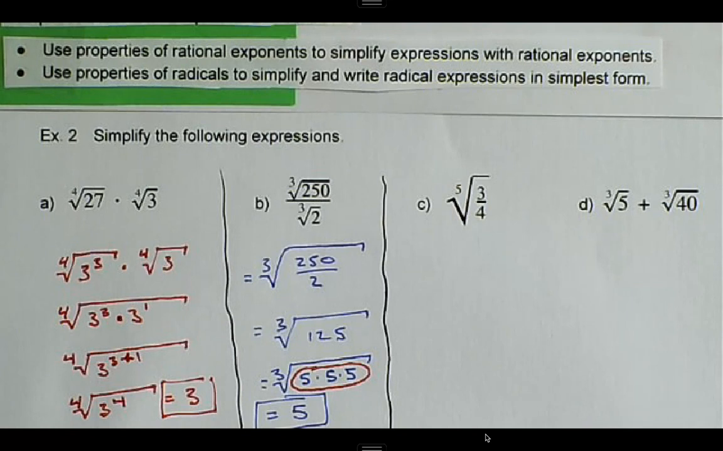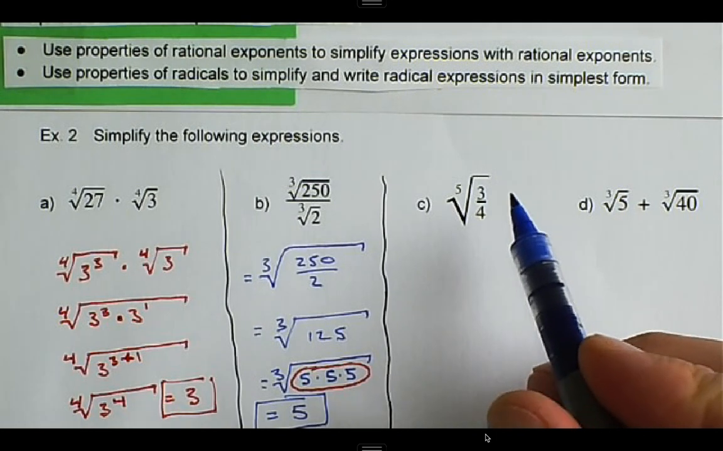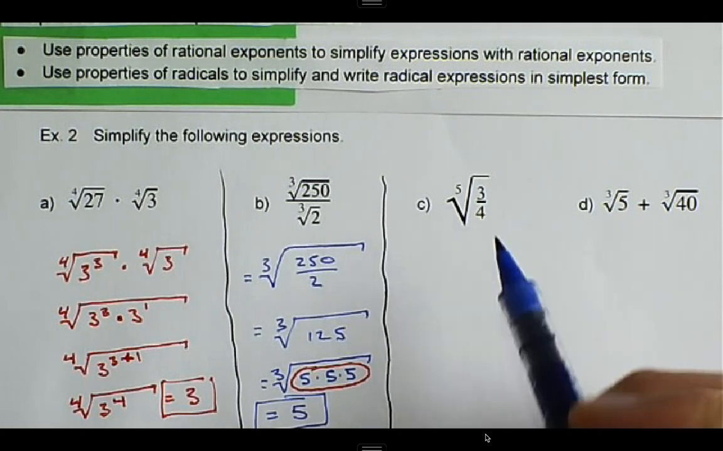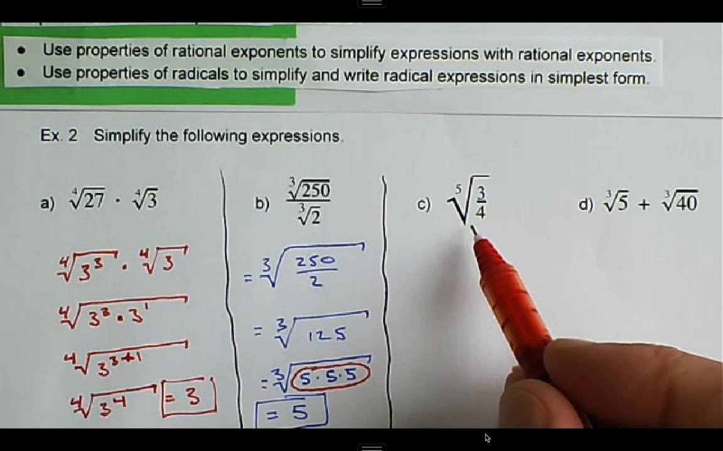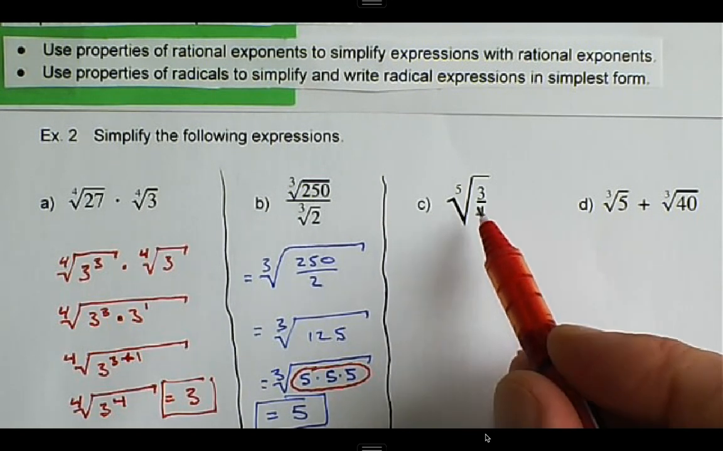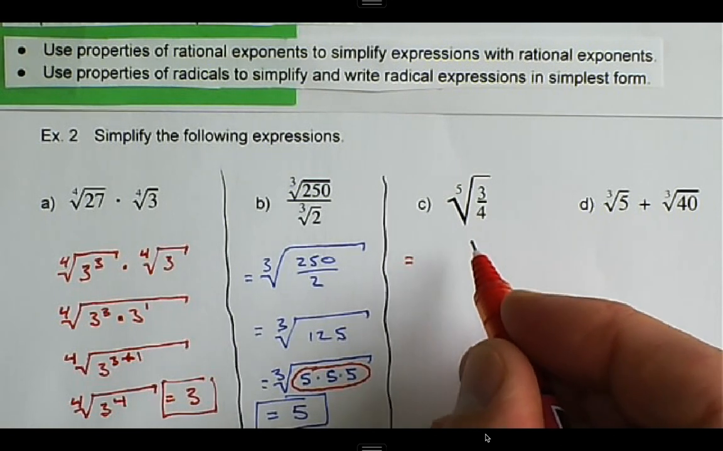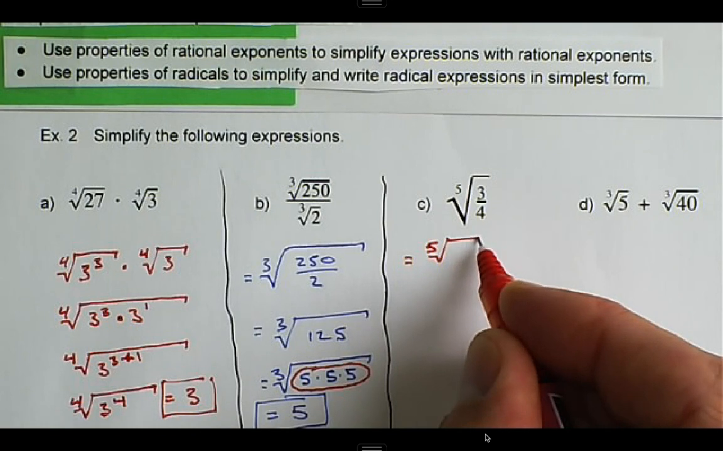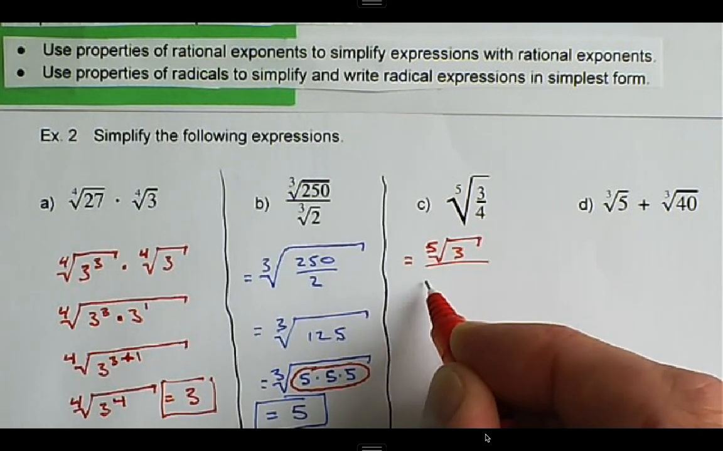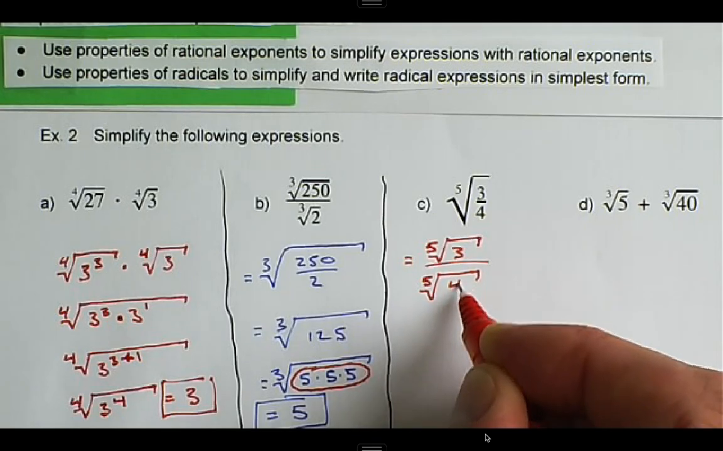The next one, neither one of these can be reduced. And even if we split this, we're not going to be able to get exact answers. But that is what we're going to do. We're still going to split it anyway. So we're going to take the fifth root of 3 divided by the fifth root of 4.